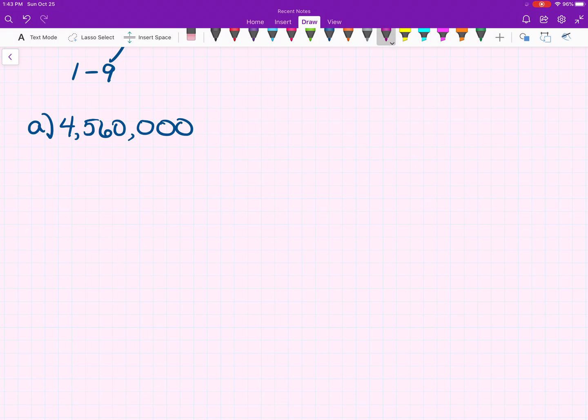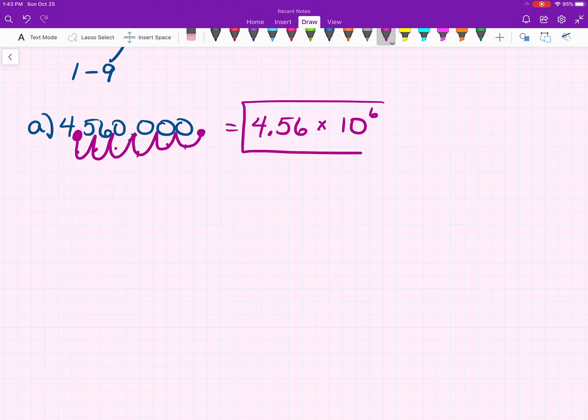Some of you are going to be like, I don't need this. Okay, the decimal's on the end. It is a very large number, so we're going to have a positive exponent on the 10. We're going to move that decimal until we only have one number to the left of the decimal that's 1 to 9. And so there's a 4. And I'm going to write out 4.56 times 10, and then I'm going to count my jumps. 1, 2, 3, 4, 5, 6 jumps to the positive 6. That's how you do scientific notation with a very large number.